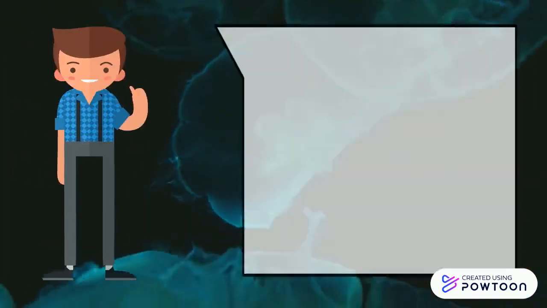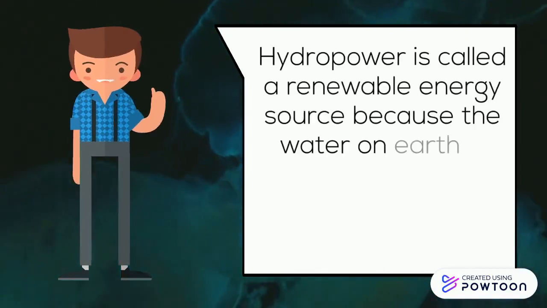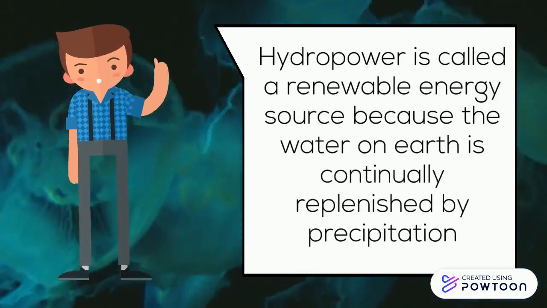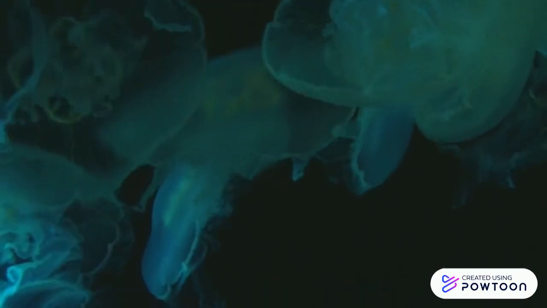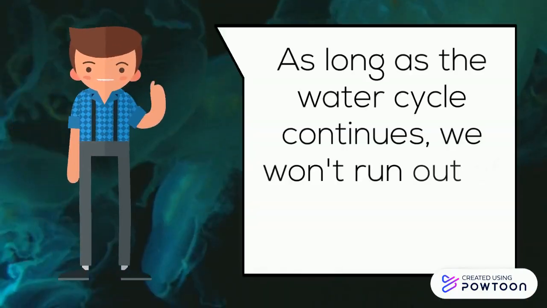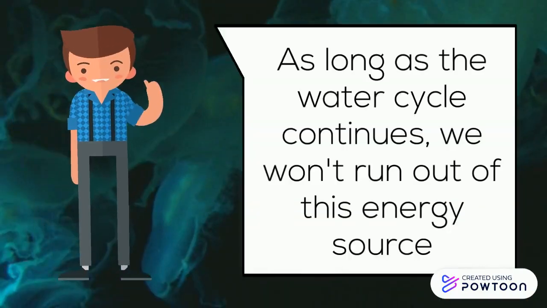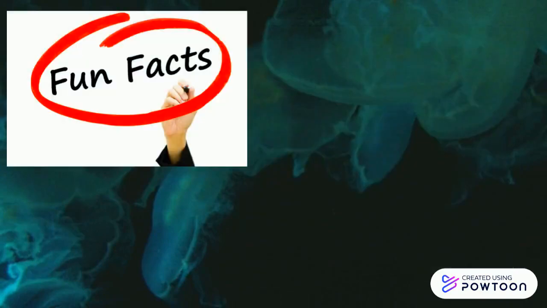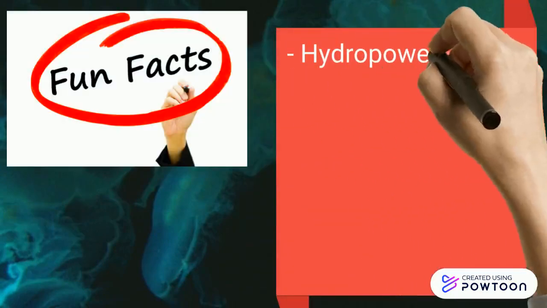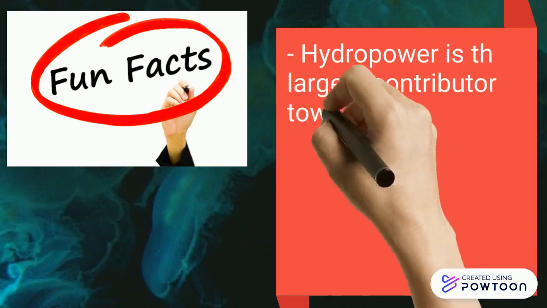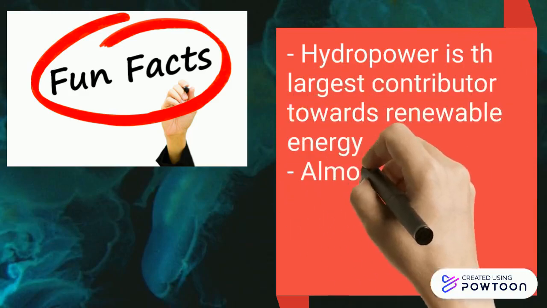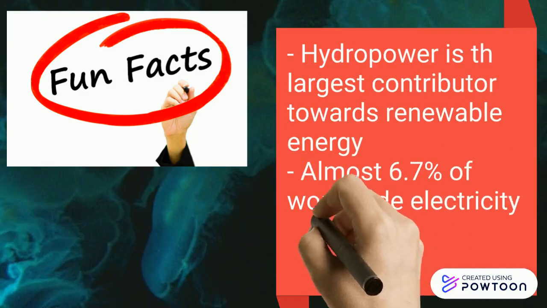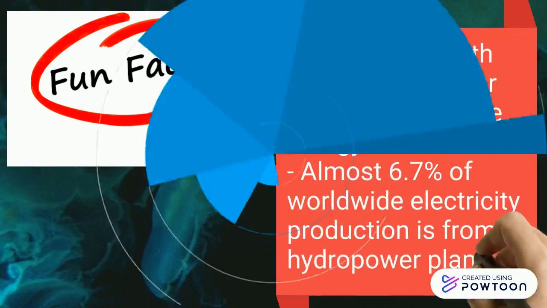Hydropower is called a renewable energy source because the water on Earth is continually replenished by precipitation. As long as the water cycle continues, we won't run out of this energy source. Here is a fun fact about hydropower. Hydropower is the largest contributor towards renewable energy. Almost 6.7% of worldwide electricity production is from hydropower plants.